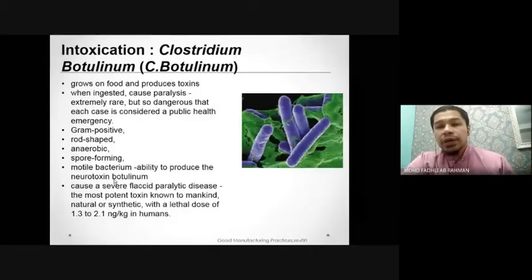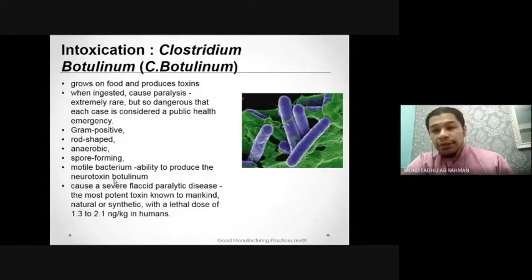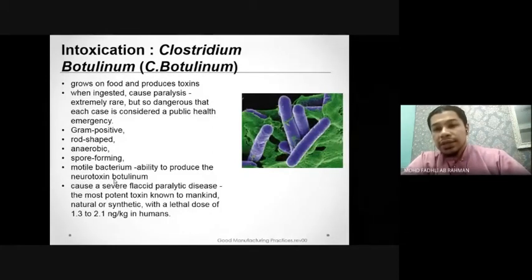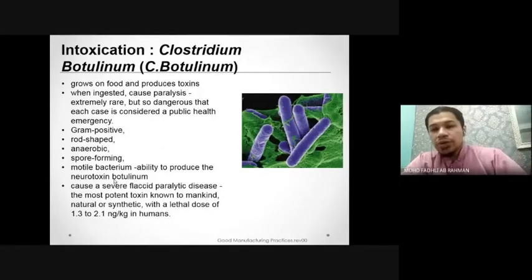However, it is more dangerous if this bacteria releases the toxin before they are dead. They are spore forming. The spore can resist the temperature, and when they have a suitable temperature, they will grow again. Spore ni macam telur lah, telur dia. It has the ability to produce the neurotoxin botulinum, or what we call Botox, botulinum toxin.